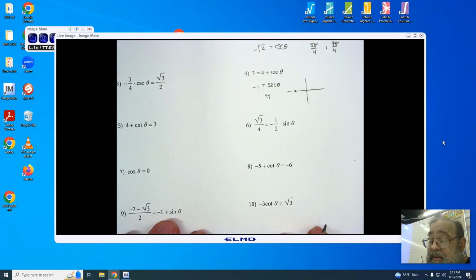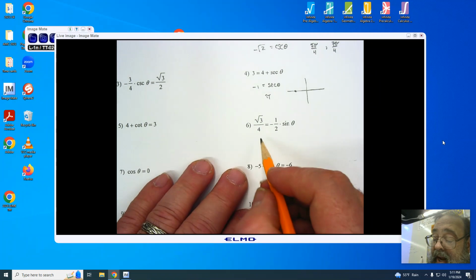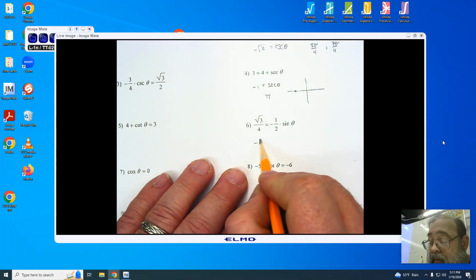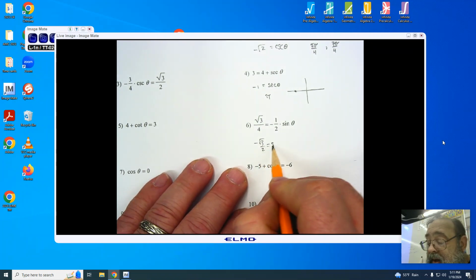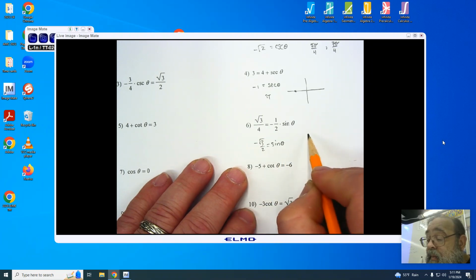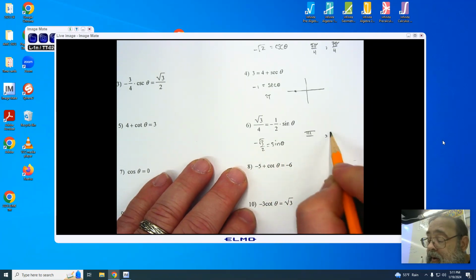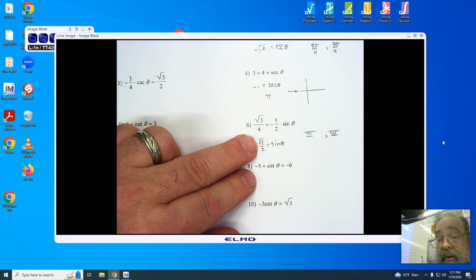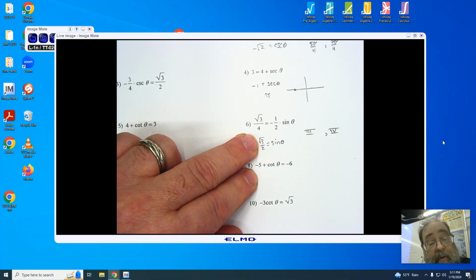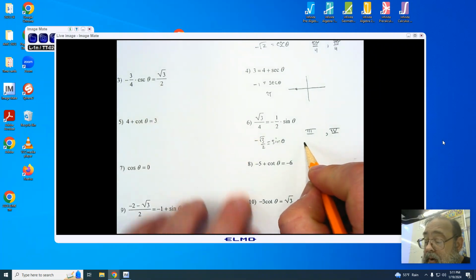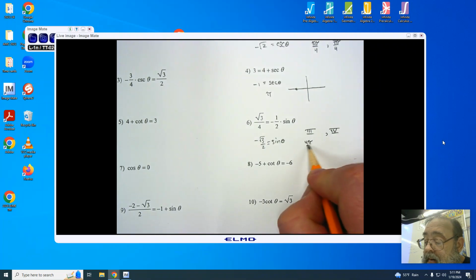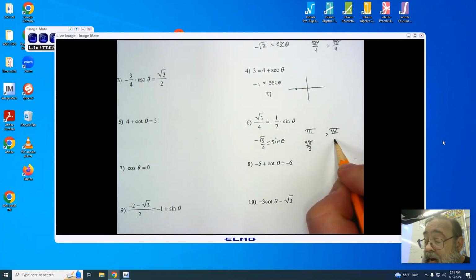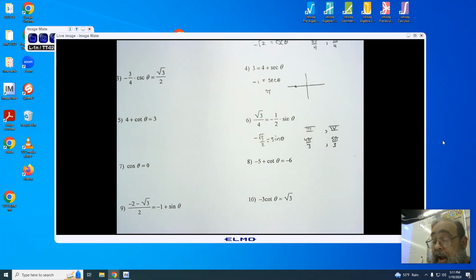Going to number 6, I'm going to multiply both sides by negative 2, and I end up with negative root 3 over 2 equaling the sine of theta. Once again, we are in the third and the fourth quadrant. The reference angle for root 3 over 2 in the first quadrant is going to be pi over 3. So in the third quadrant, we're looking at 4 pi over 3, and in the fourth quadrant, we're looking at 5 pi over 3.